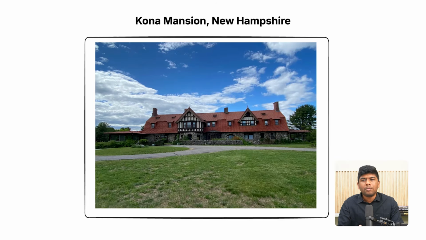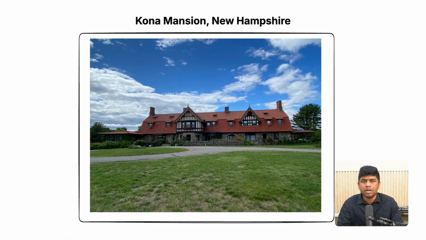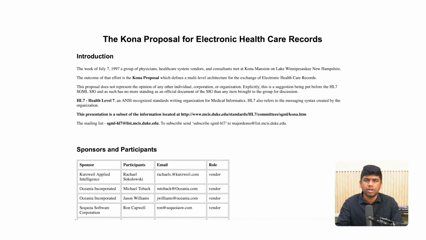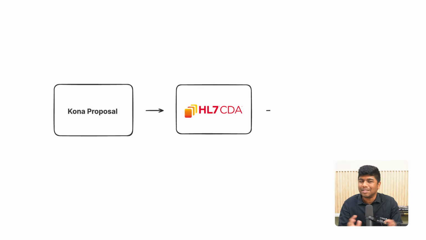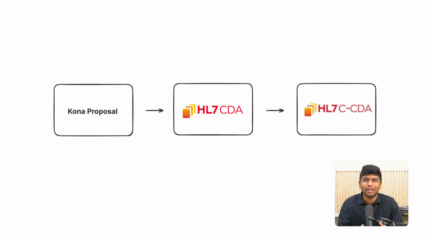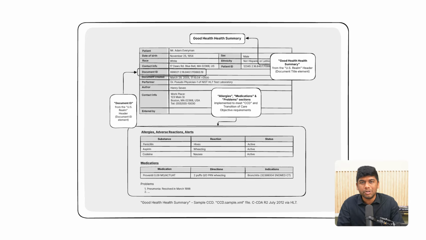Meanwhile, in New Hampshire, a small group of physicians and vendors met at the Kona mansion. Over a weekend, they created the Kona proposal, which was document first and used XML to package clinical information. XML was brand new at that time, and only a year after its first draft was released. This Kona proposal eventually was absorbed into HL7 and became CDA and CCDA. This is the Clinical Document Architecture. These are the most widely used V3 artifacts and are even in use today.